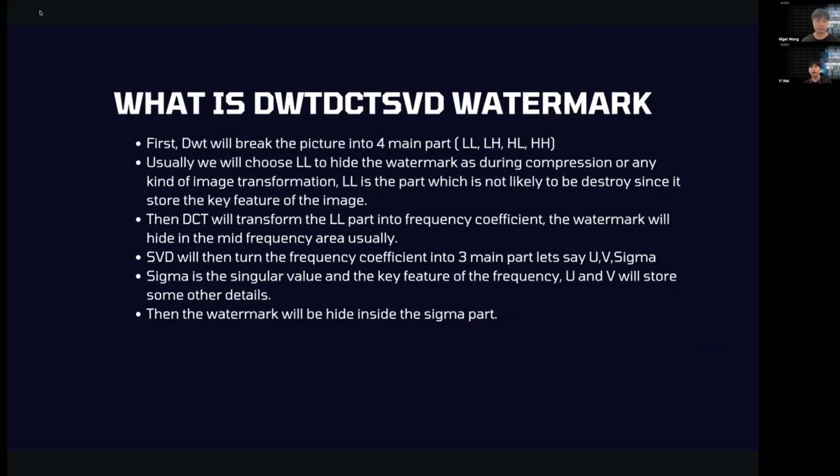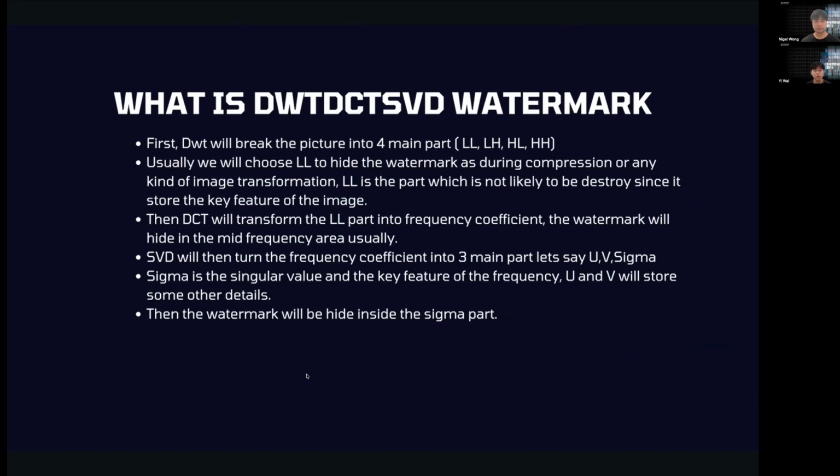Alright, so before I introduce another attack, which is the DCT-SVD perturb attack, let me first introduce what the DWT-DCT-SVD watermark is, which we basically use in our code. First of all, DWT, which stands for Discrete Wavelet Transform, breaks the image into 4 main parts, which are LL, LH, HL, and HH.